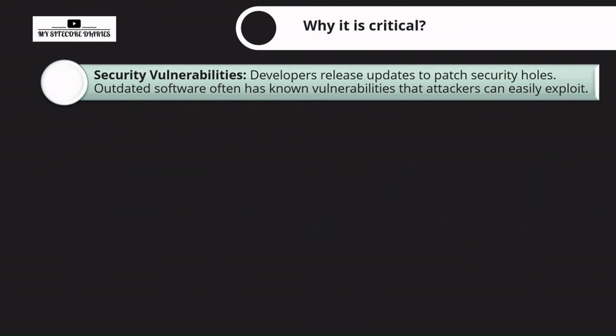Security vulnerabilities. Developers release updates to patch security holes. Outdated software often has known vulnerabilities that attackers can easily exploit. Every software has them; some are caught, and then the developer releases an update to fix that. The reason behind those patches is that you should be more secure, but if you are not applying those security fixes, then it's a problem, and the attackers can exploit that.